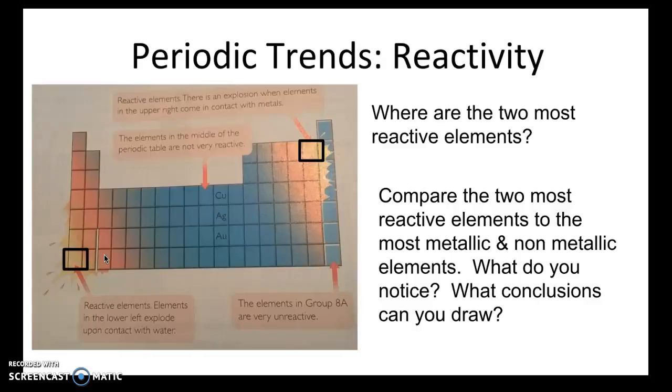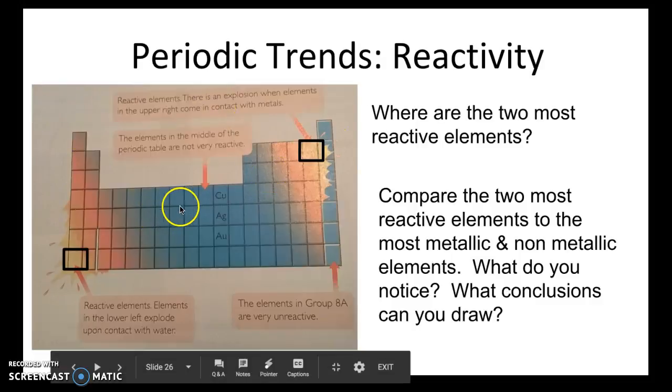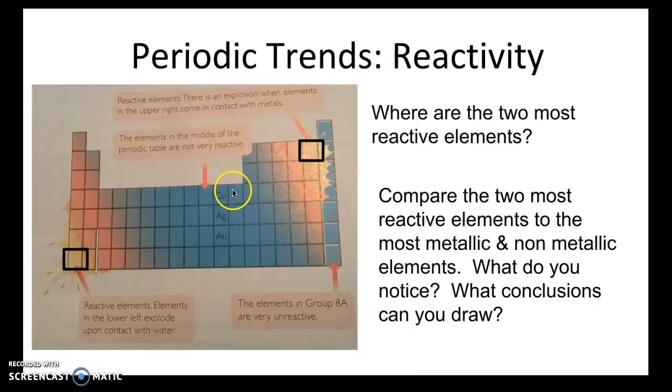What you'll notice with these qualitative periodic trends, because they have no numbers associated with them, is that instead of going straight across and straight down, they go at an angle, sort of corner to corner. So you're increasing your reactivity and metallic and non-metallic character as you're heading towards these two very important corners of the periodic table.